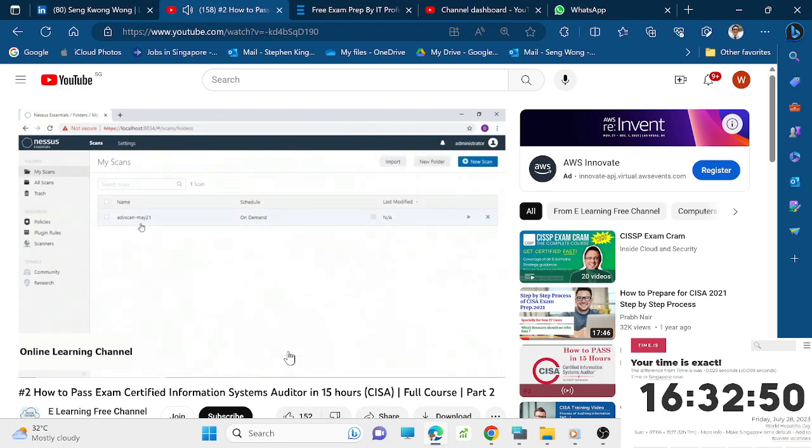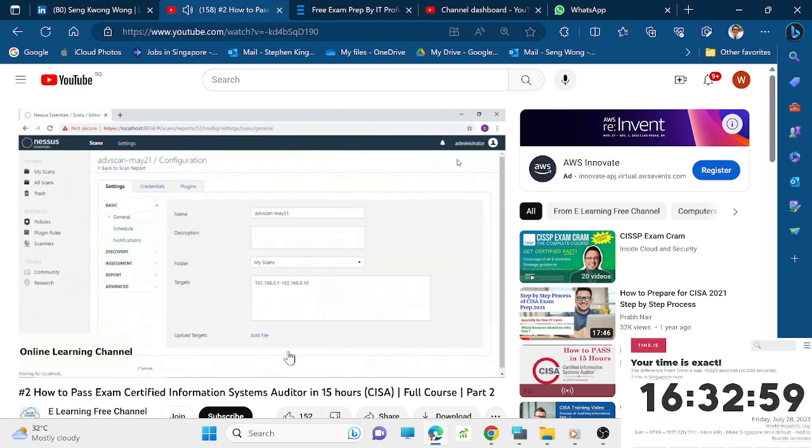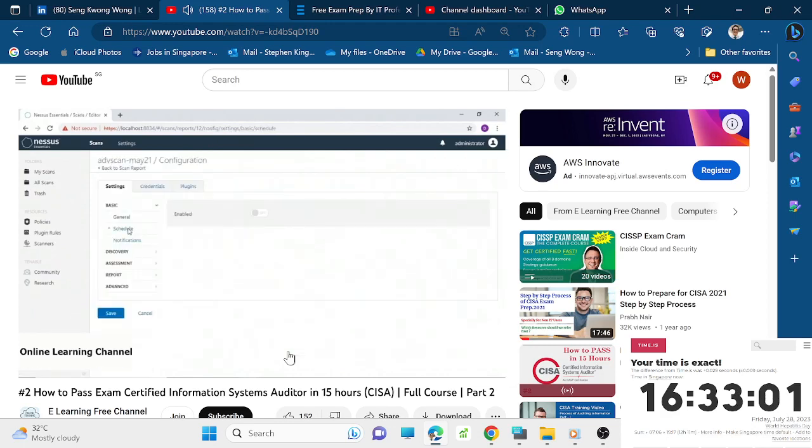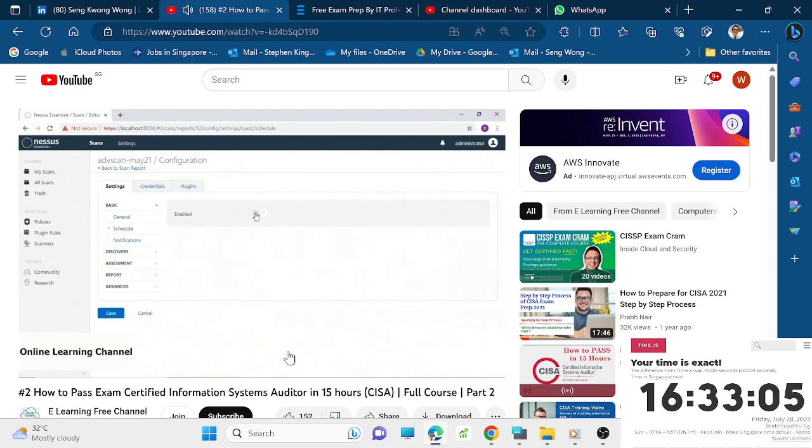Now we can see that the scan is listed here and the schedule is on demand. Now at any point in time, I can click on that to view the details of the scan and then configure it accordingly. Now if I want to schedule it to run on a periodic basis, I could go ahead and enable the schedule instead of running this just once.